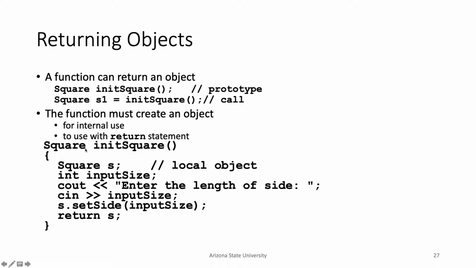maybe you want to make a whole bunch of squares and then return them all in some superstructure of some kind. We haven't talked about what that is, but maybe we want to make a whole bunch of them. Instead of calling square S1, square S2, square S3 inside the main function and cluttering up the main function, we just offload it to a function. Any questions on returning objects?